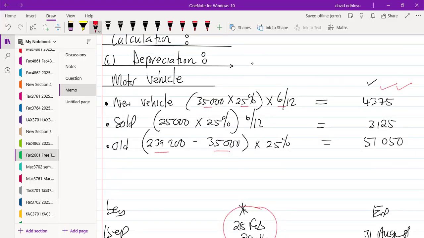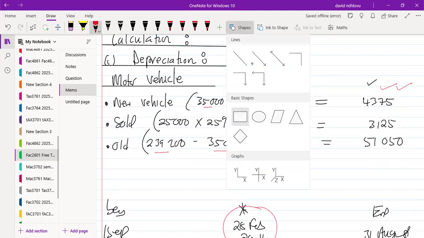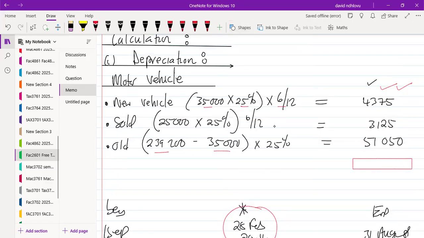Yeah, get it. All right, so we then calculate our depreciation and then we get our total for the motor vehicle. The other guys, you are very quiet. Any question?